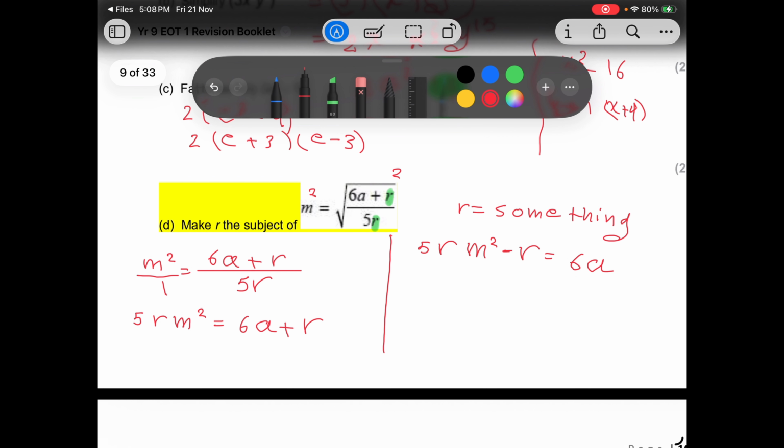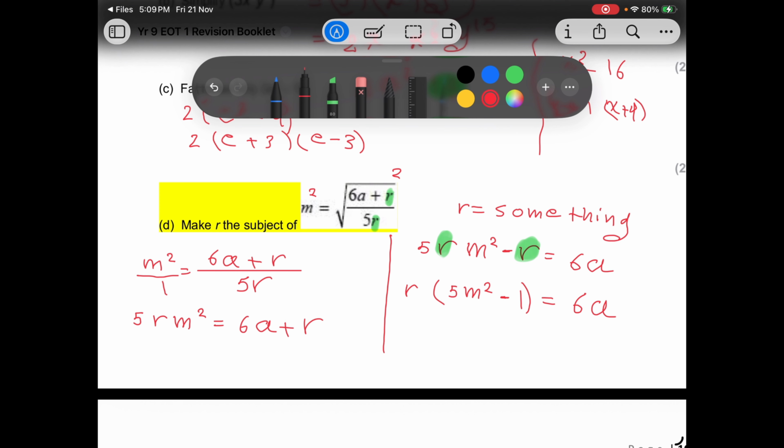Because we moved r from right to left hand, equals 6a. And if you look at the left hand, we have two terms. This is one term, this is the second term, and each term contains r, which means that we can factor r out. This is what we call common factor. So if you factor out r, the remaining is 5 m squared minus what? Minus 1, right? Equals 6a.